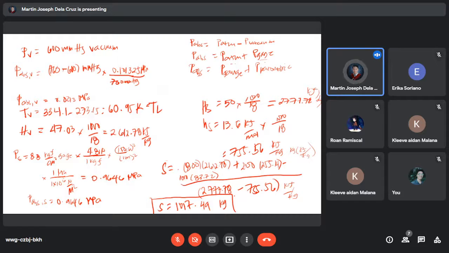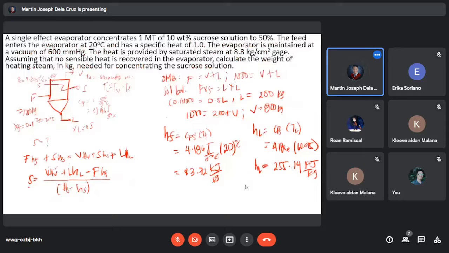I don't know if the solutions in other books are the same, but let's stick to my solution. It depends on you where you are more comfortable, whether the solutions of your other professor, or the book if you have references. So your steam now is 1,017.49 kilograms. Take note again, class. You can copy, or just screenshot, the problem and how it was obtained.